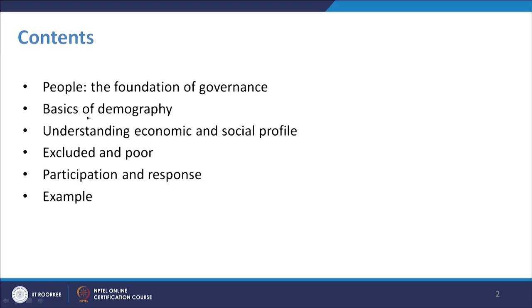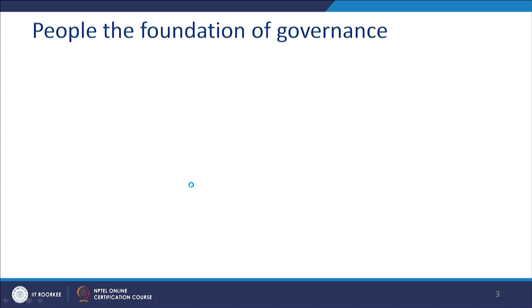So today we will discuss the element of people and community, which is very important as a foundation of governance. Under that we will discuss the methods, how the people and the community can be understood properly and analyzed properly. So basics of the demography, understanding of the economic and the social profile, and we will also discuss how to identify the excluded and the poor people in the local bodies and what to do. We will also discuss some amount of participation and response strategy which is required, and through some examples we will also discuss the concepts. So let us start with the people, the foundation of governance.